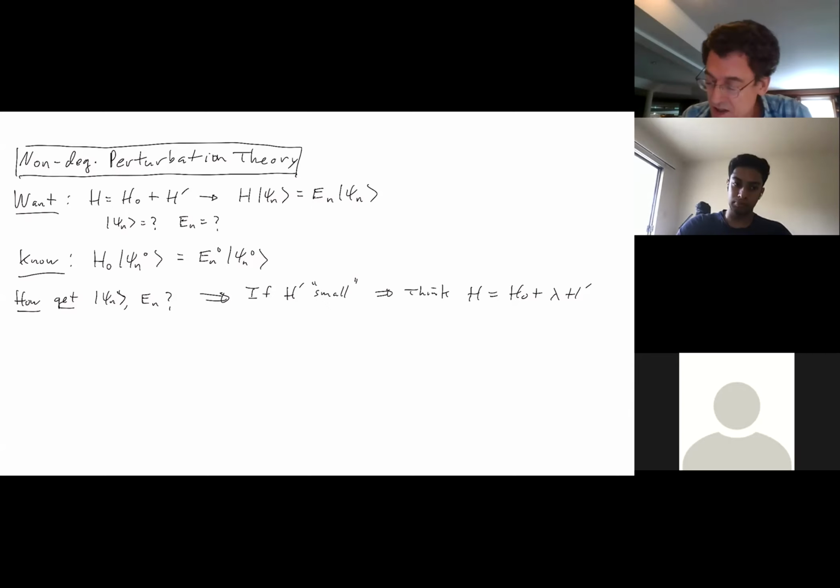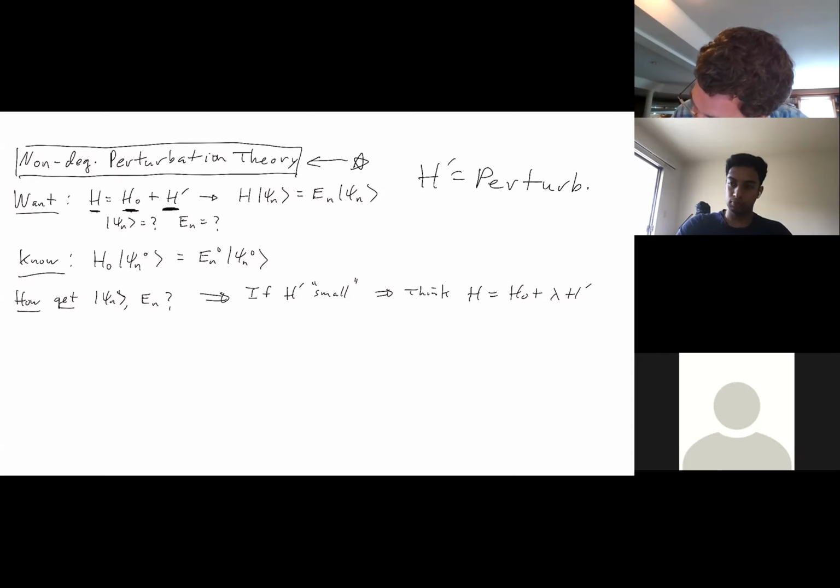Okay, folks, so today the plan is to discuss perturbation theory. So here you can see it on the screen, perturbation theory, that's the plan. And the whole point of this perturbation theory is that we have some Hamiltonian H, which we can write as a sum of a Hamiltonian we know, H naught, plus some Hamiltonian we don't know, H prime. And H prime is the perturbation. That's the thing we don't know, the new thing.